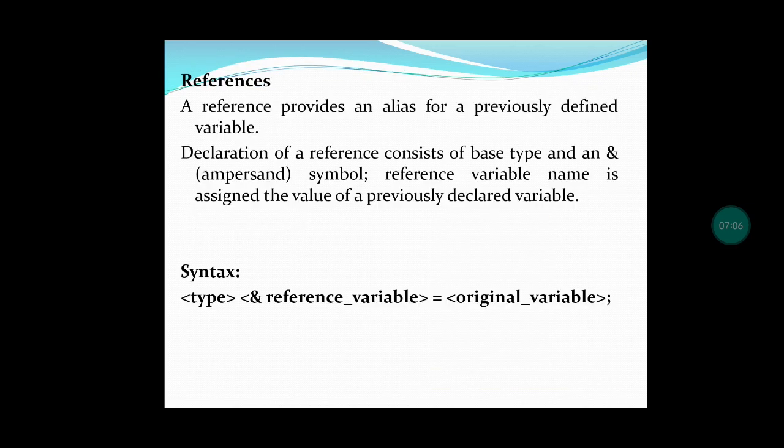Next, we will go for references. References means it becomes an alias for the previously defined variable. It has a syntax, that is type ampersand reference variable. If you are giving ampersand, that is called a reference variable equal to original variable. So by using this syntax we can give the reference variable with the original variable. First you have to give the data type.